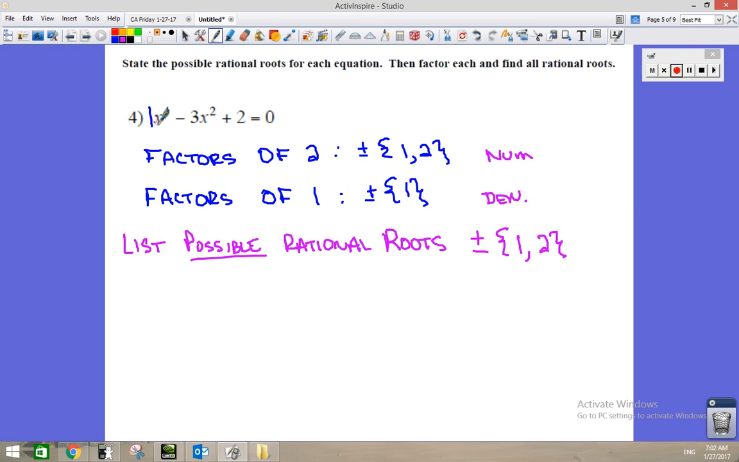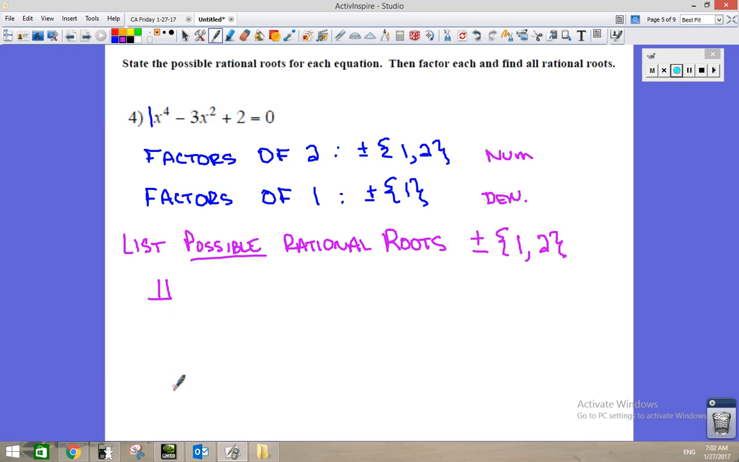If I plug in a 1, I see the x to the 4th is 1, and I see over here that I've got 1 plus 2, which is 3, and right here 1 squared is 1, so I've got 3 minus 3 right off the bat. I do see that 1. Now once I know it's a 0, I definitely do want to use the synthetic division. However, I just noticed something.